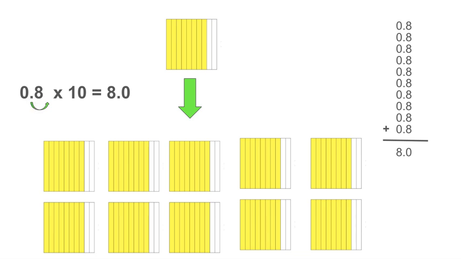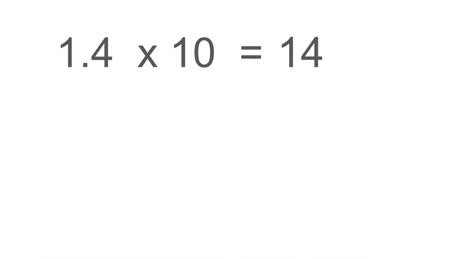When I multiply by 10, I'm moving my decimal point one place to the right. So it started here and it is now here. 8/10 times 10 is 8. Let's look at another example. What if we have 1 4/10 or 1.4 times 10? Well, the decimal point is here. When I multiply by 10, I move my decimal point one place to the right. So instead of being here, it is now here.